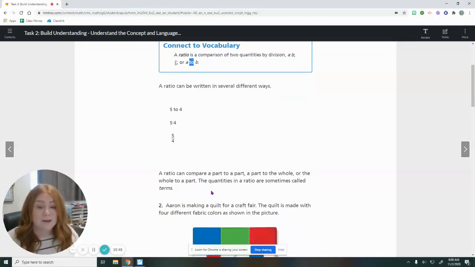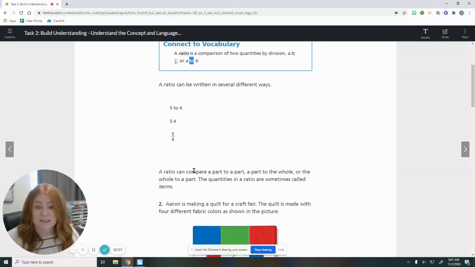So a ratio we can compare part to part, like we just did the black kittens to the orange kittens. We can compare parts to the wholes, so I could say there are this many orange kittens to the total kittens. Or we can do that backwards and say this is how many kittens there are, this is how many are orange. So all of these pieces are called terms.